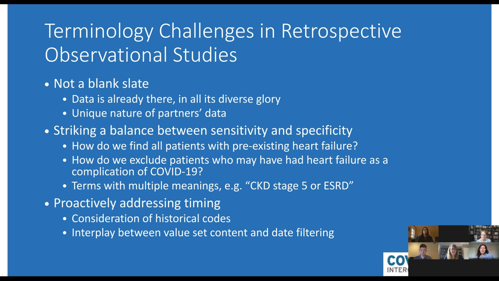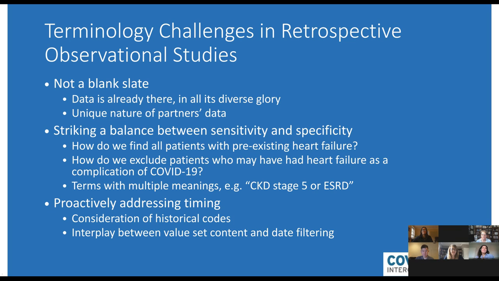And in terms of the work we've done with the Interoperability Alliance, I'm going to speak a little bit more about our process and how we consumed and iterated with the Alliance on these value sets. I really wanted to spend a moment here on terminology challenges in what we've been doing in retrospective observational studies. And most of this is not new. It's true for every observational study out there. We're not starting with a blank slate. The data is already there. It's already collected. It's there in its diverse glory.